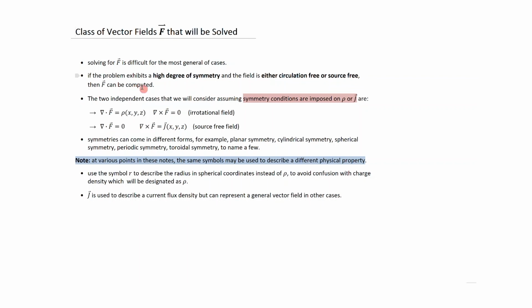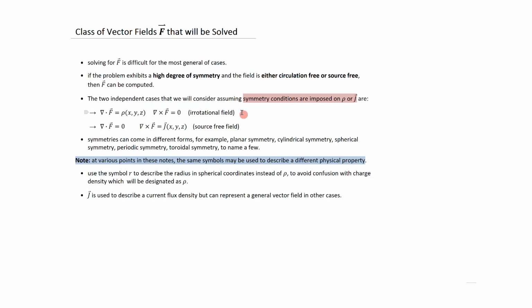And then F can be computed, basically making use of what we already know, basically applying the divergence theorem or Stokes' theorem. The two independent cases that we will consider, assuming similar conditions are imposed on rho or J, are that the divergence is rho and the curl of the field is 0.